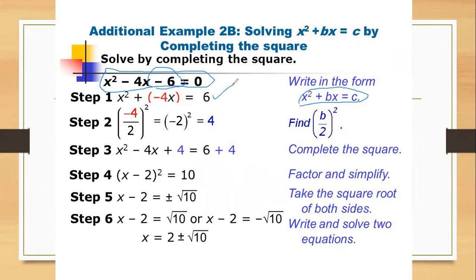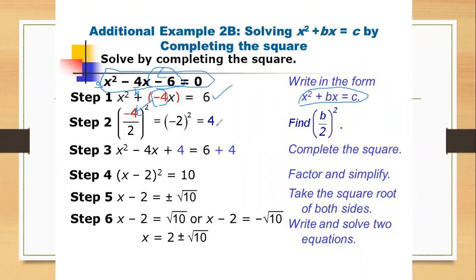First step, done. The second step, take that negative 4, which is the coefficient of your b term. Because remember, a is the coefficient of your first term, b is that one, and this one is c. You take your b term and you divide it by 2. So in this case, we're going to take negative 4 and divide it by 2, which gives you negative 2. And you're going to take that number, you're going to square it, which gives you 4.